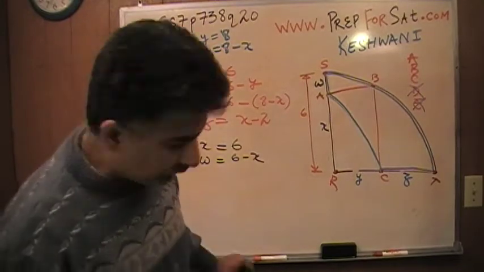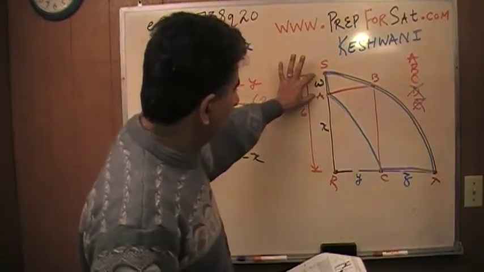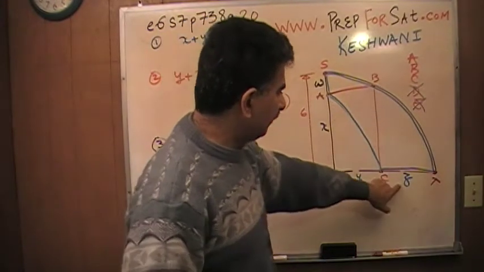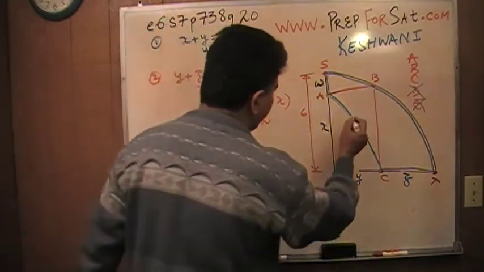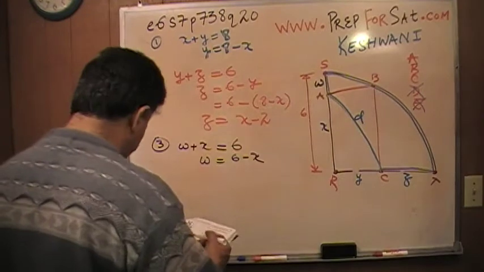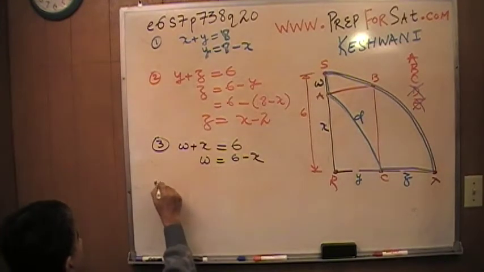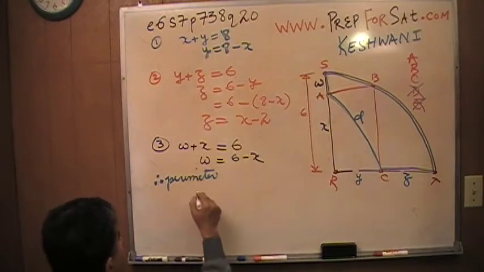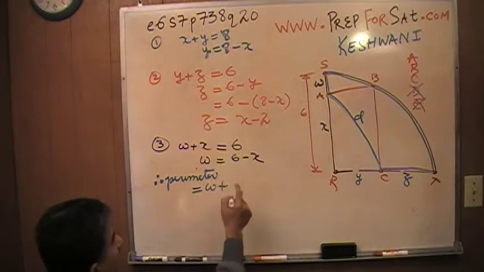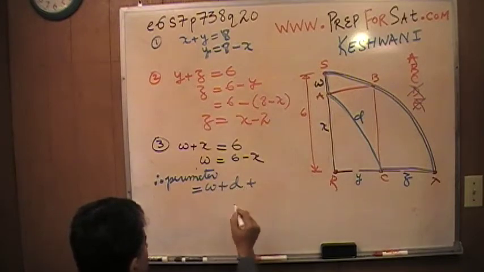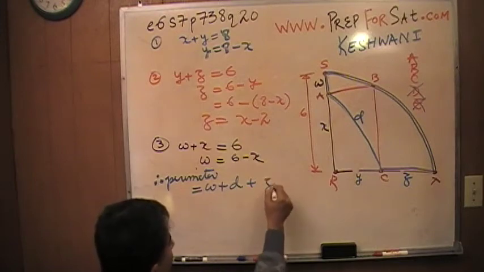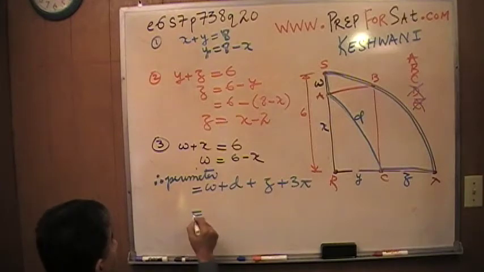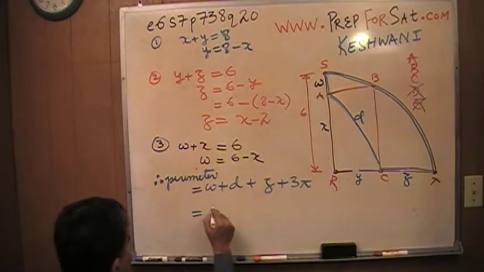Here we go. So the perimeter, which is w plus this diagonal, which I haven't told you what it is yet, but I will in a second, plus the z and the arc. Let's call this diagonal D. So the perimeter must be w plus the diameter plus z right there plus the 3 pi. W we know is 6 minus x.